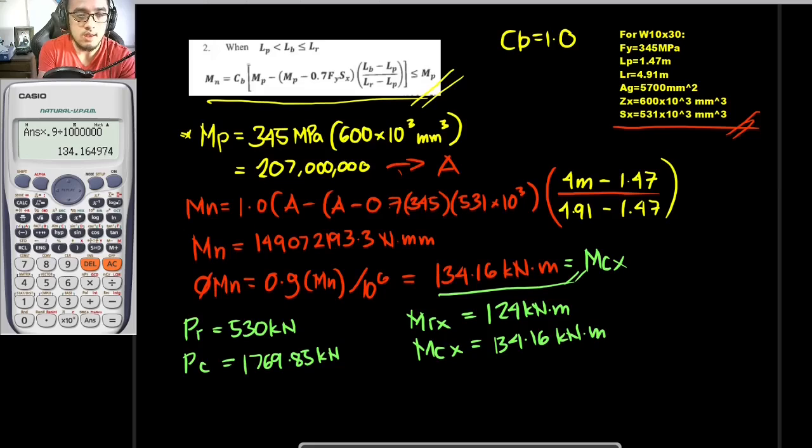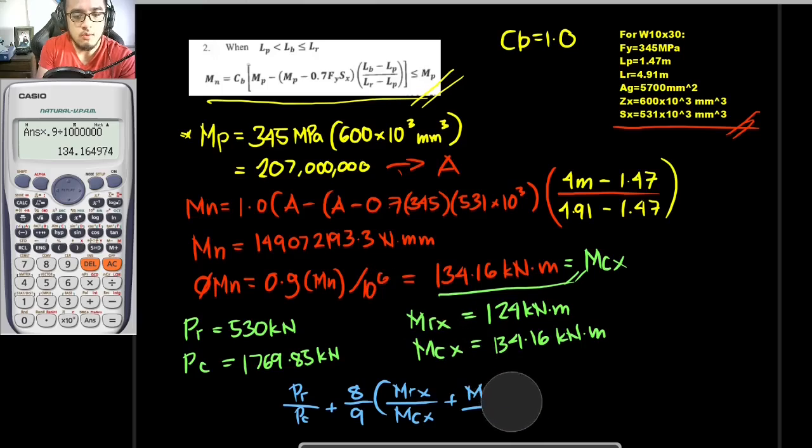Okay, so if it is greater than 0.2, the interaction formula that we would be using here would be Pr over Pc plus 8/9 times Mrx over Mcx. If you have bending moments about the y-axis, you would be adding the fraction that is only concerned with the y-axis. But since we don't have any bending along the y-axis here, this is enough.